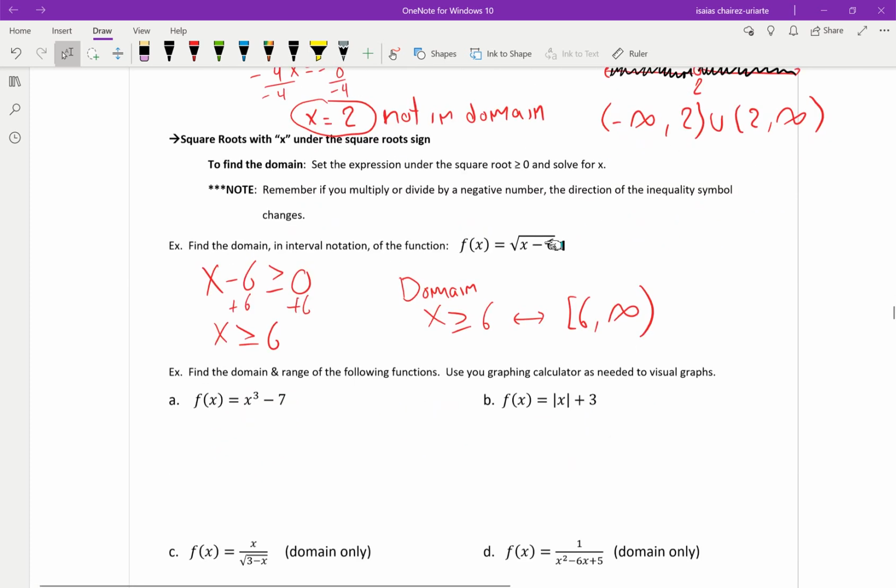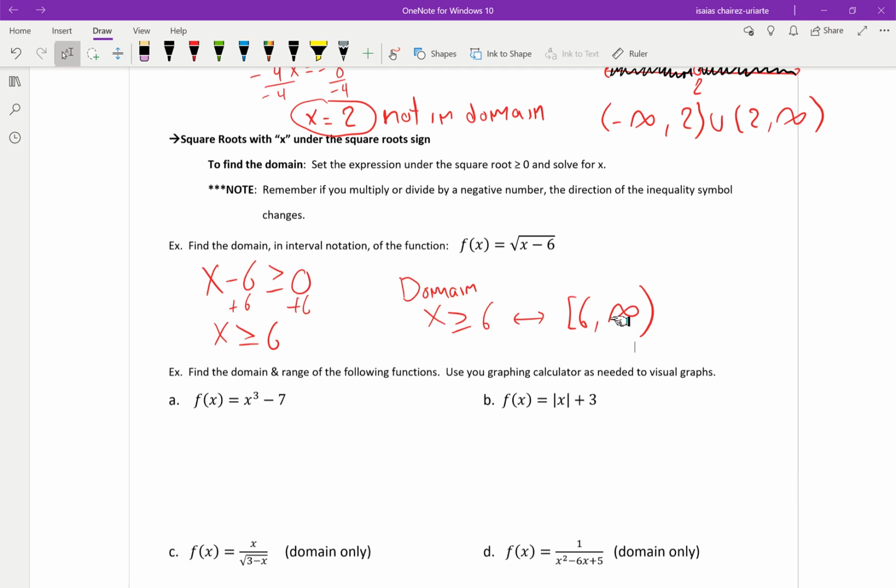If you're dealing with a square root function, what you're going to have to do is set the inside part of the square root to bigger than or equal to 0, solve for x, keeping in mind to remember that when you multiply or divide by a negative, it changes the inequality, and whatever your answer is, that's the domain.